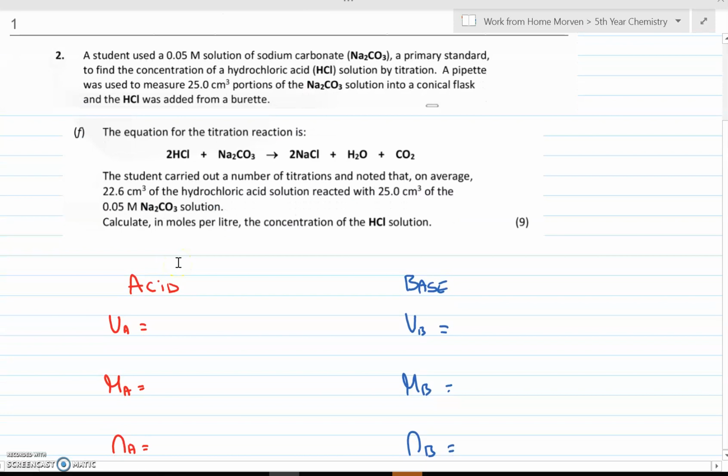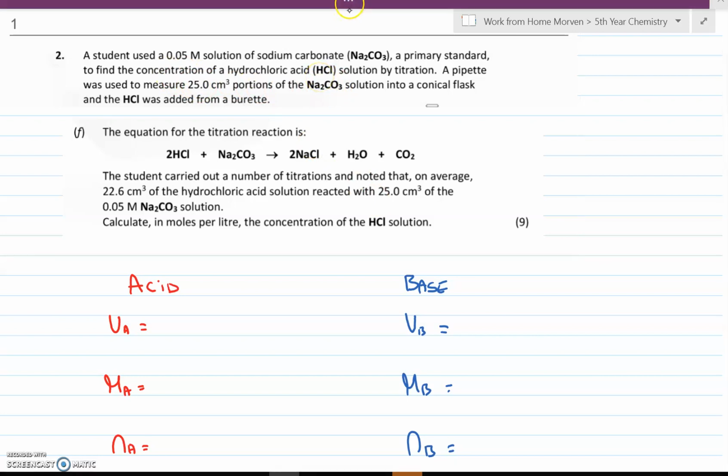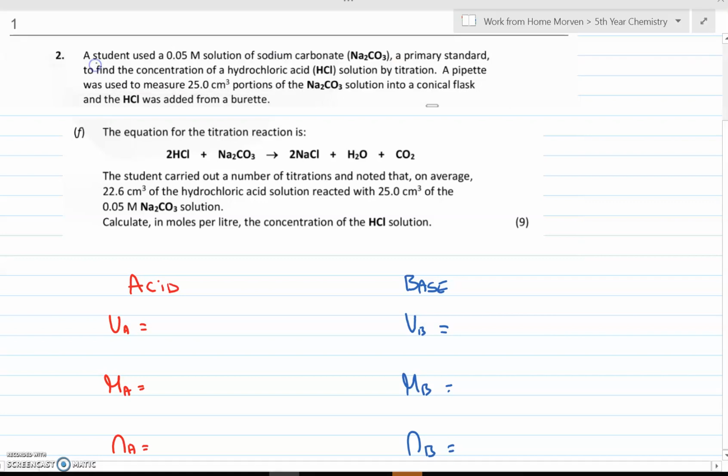Okay, so if we look here, the volume of the acid, do we know? The student used 0.05 molar solution of sodium carbonate, primary standard, to find the concentration of the hydrochloric acid solution. A pipette was used to measure 25 centimeters cubed portions of the Na2CO3 for the HCl. So it doesn't tell us anything about the volume of acid there. We have a volume, but that's the volume of the sodium carbonate, which we write down. So it's 25 centimeters cubed.